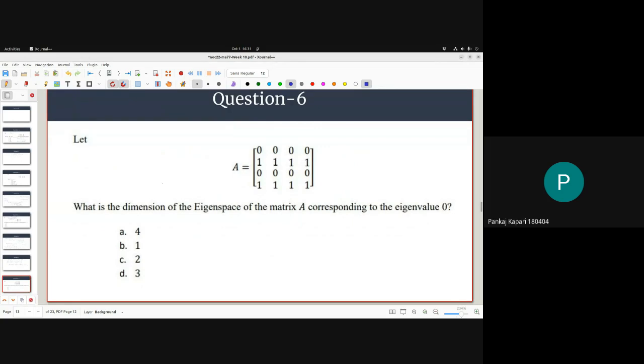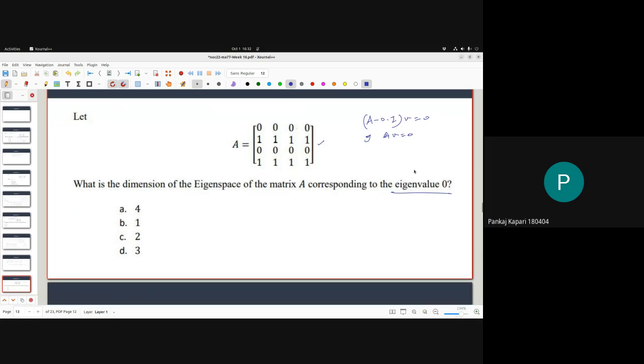Again, here we have to find the dimension of the eigenspace of this matrix corresponding to the eigenvalue 0. It's given that this matrix has eigenvalue 0, and we have to find the dimension of the eigenspace corresponding to that eigenvalue. Because this eigenvalue is 0, we have to solve the system of equations A minus 0 times identity, V equal to 0. That is AV is equal to 0.